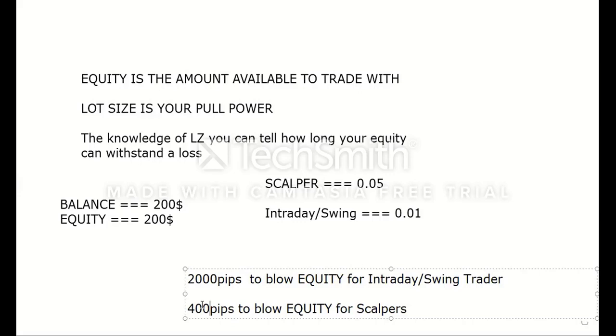So you've seen the correlation between your equity and your lot size. If you stick to the lot size I just gave you for a $200 account, you can see yourself lasting longer. With the knowledge of lot size, you can tell how long your equity can withstand a loss. So as an intraday or swing trader using a 0.01 lot size on $200, you know that you would need to lose 2,000 pips to blow your account, which is humanly impossible for a day.